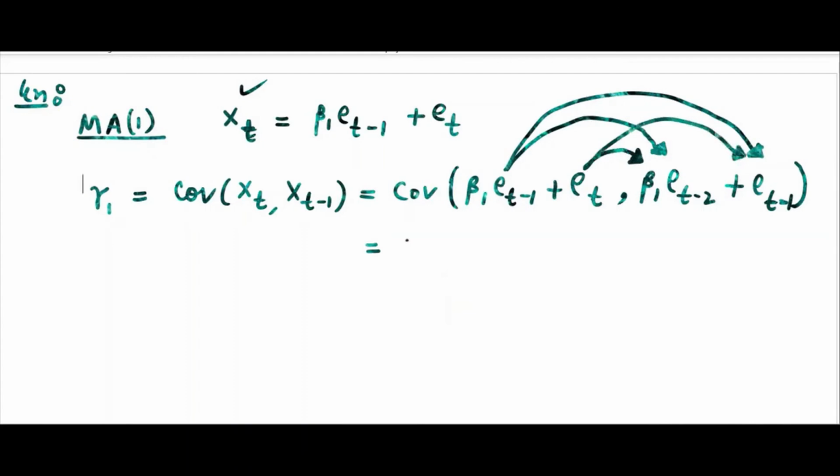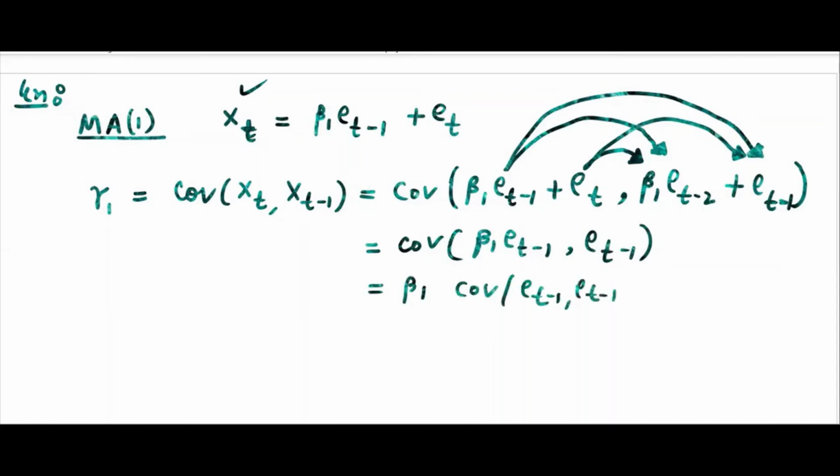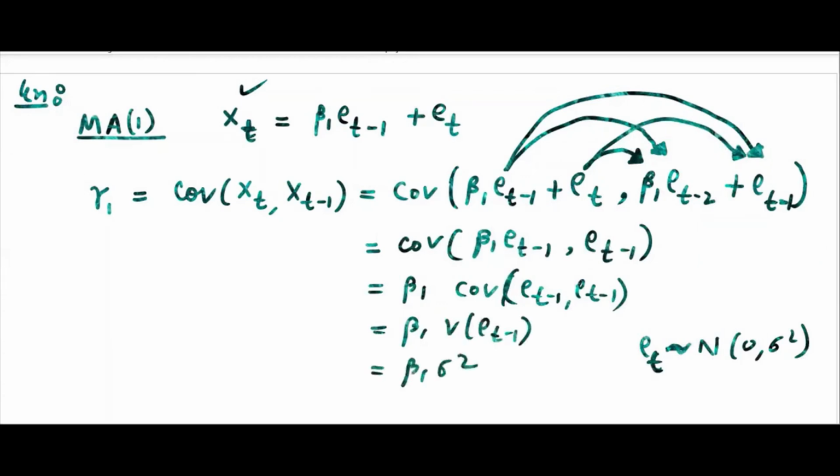So what remains? The covariance of beta 1 et minus 1 and et minus 1. All others are 0. And remember, this will be the covariance of et minus 1 with et minus 1, which is the same as et, because you can replace t by t minus 1. This follows normal 0, sigma square. So the covariance of this will be the variance of et minus 1 or variance of et, that is sigma square. So you will get beta 1 sigma square. This is gamma 1.